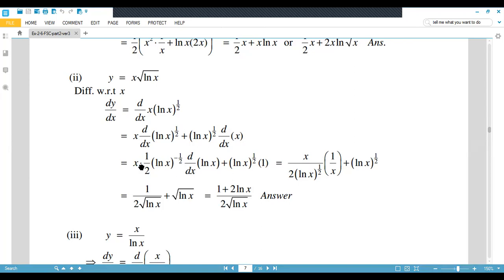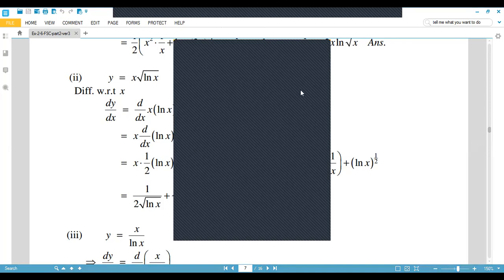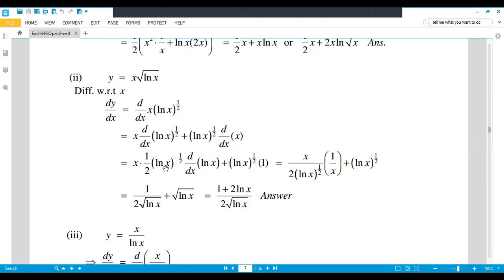So here what we get, this natural log of x, you take it in the denominator to make the power positive. So it will be x over 2 natural log of x to the power 1 over 2, and the derivative of natural log of x is 1 over x, you write it here, and natural log of x to the power 1 over 2 as this. Now natural log of x to the power 1 over 2 means under root.